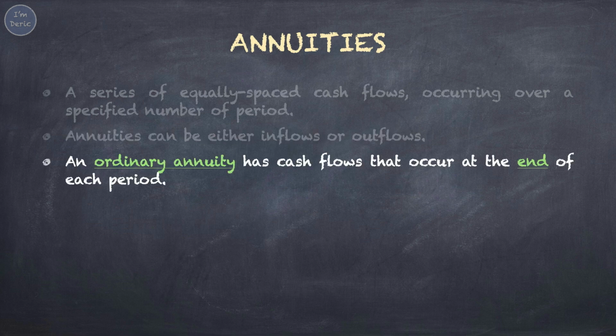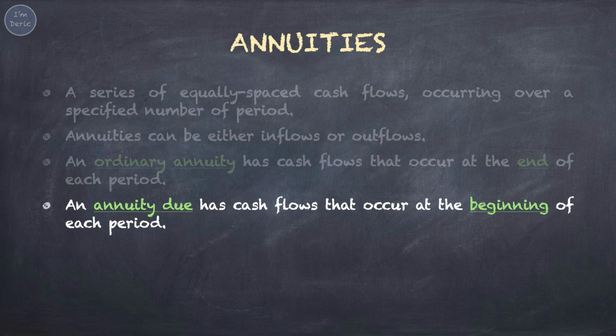There are two types of annuities. The first type is ordinary annuity. An ordinary annuity has cash flows that occur at the end of each period. The key word is, the end of each period. The second type, annuity due. An annuity due has cash flows that occur at the beginning of each period. The key word is, the beginning of each period.